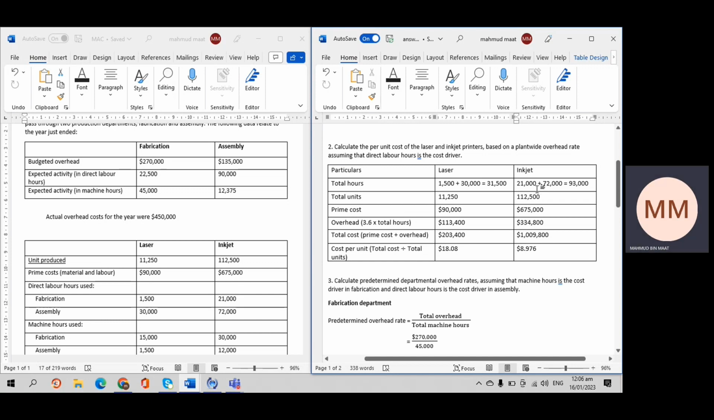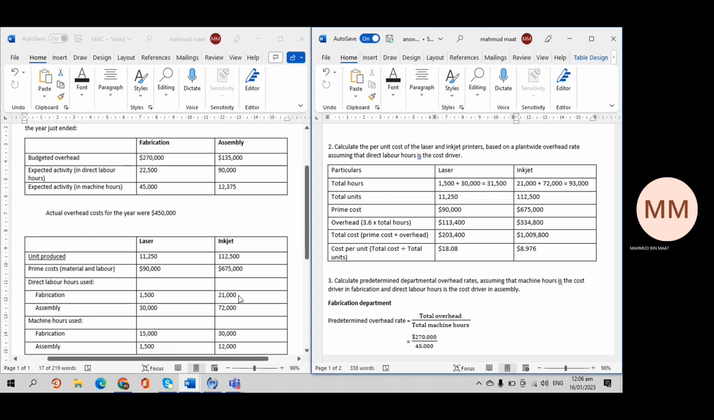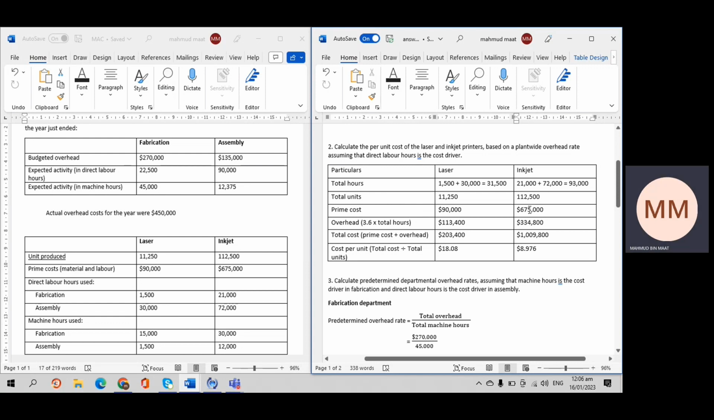For inkjet, total hours 21,000 plus 72,000. So the information we get from here, equal to 93,000 total hours for inkjet. Total units 112,500 we get from here. 675,000 we get from here, the prime cost. So to get the overhead cost, 3.6 multiplied by the 93,000, we get 334,800.